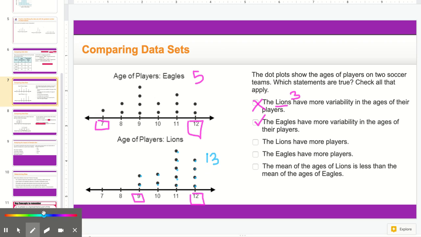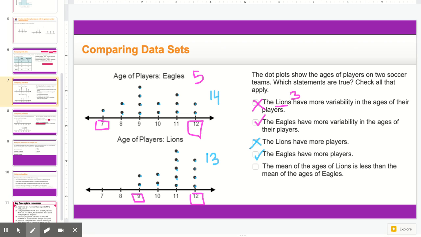So we also want to figure out how many players the Eagles team has. So let's count. 1, 2, 3, 4, 5, 6, 7, 8, 9, 10, 11, 12, 13, and 14. So we have 14 players for the Eagles. So that means the Eagles have more players.